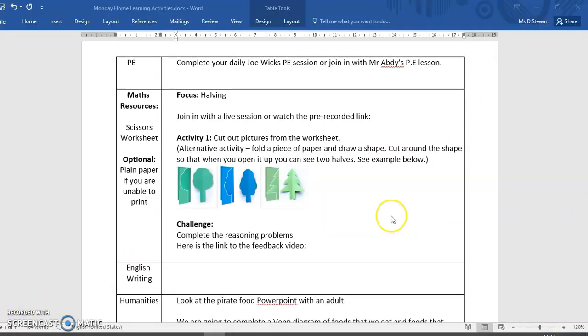And this is an alternative if you don't have access to a printer. This shows that you can fold a piece of paper in half and you can draw a shape. Cut it out, and then when you open it up, you'll be able to see a shape that is cut in half. So that's an alternative if you're not able to print. There are also some reasoning problems, and I'm going to go through those in a separate video that you can watch at the end of the lesson.